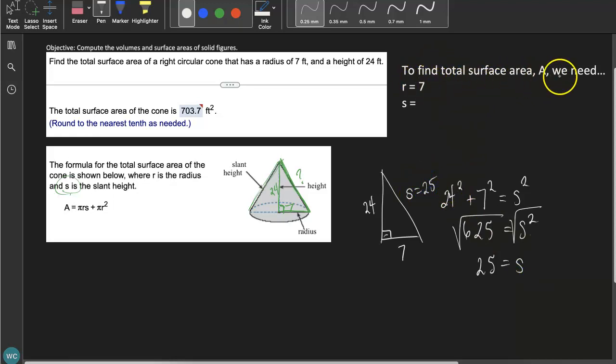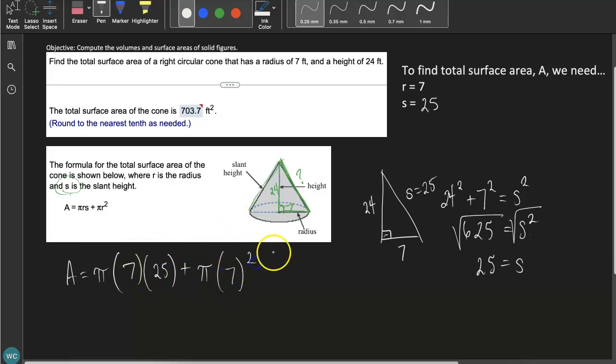So at this point, to find total surface area A, we know that we need R, which we were given in the problem. We need slant height, which we just solved for. That's going to be 25. We found slant height using the height, the perpendicular height of this cone, but notice I'm not now using that 24 within this area formula. So now the surface area of this right circular cone is pi times the radius 7 times the slant height 25 plus pi times the radius 7 squared.